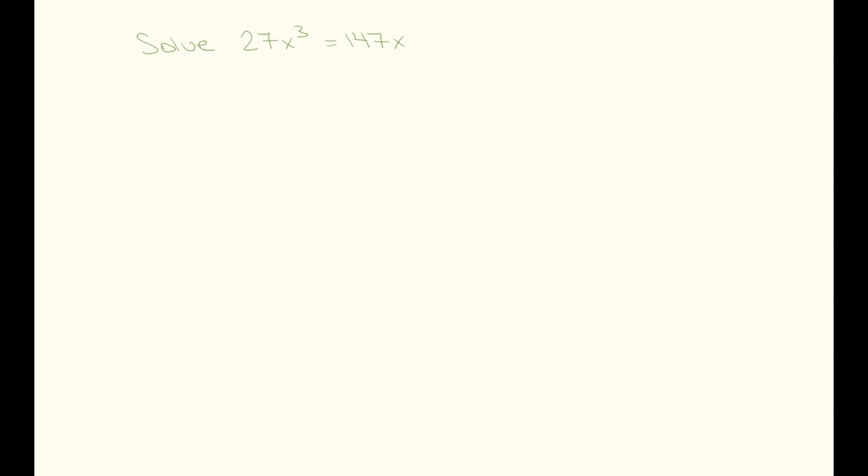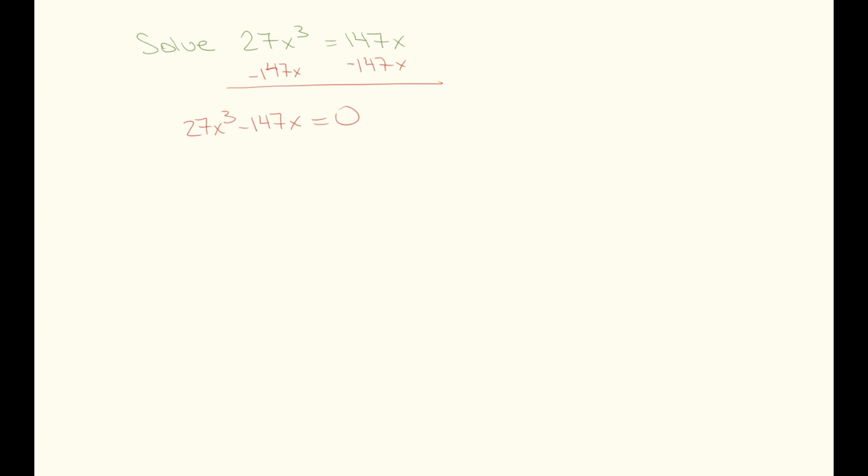Solve 27x cubed equals 147x. We know from other factoring problems that the first thing that you want to do is set one side equal to 0. So I am going to subtract 147x from both sides. The reason I'm moving that is because I want the term with the highest exponent to be positive. It's just better. So I get 27x cubed minus 147x equals 0.